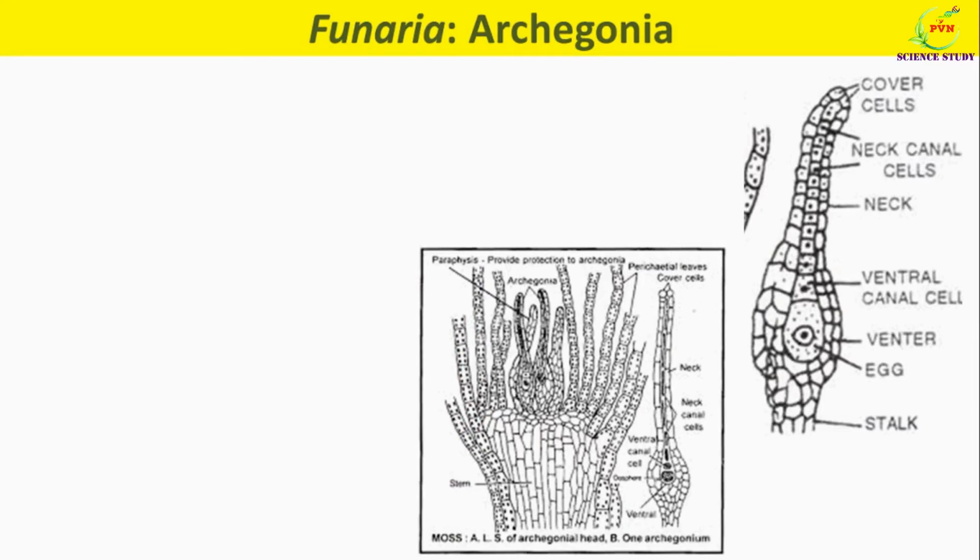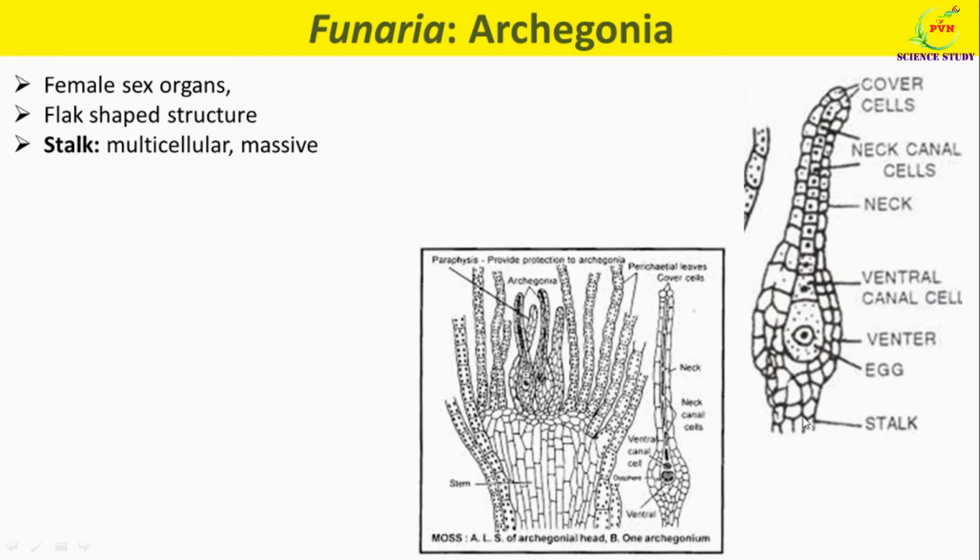Now we will study the archegonium of Funaria. So this is the diagram of the archegonium of Funaria showing different parts. And this is the diagram which shows the position of the archegonium on the archegonial head. As you know, archegonia are the female sex organs. Each archegonium consists of mainly three parts: stalk, venter and neck.